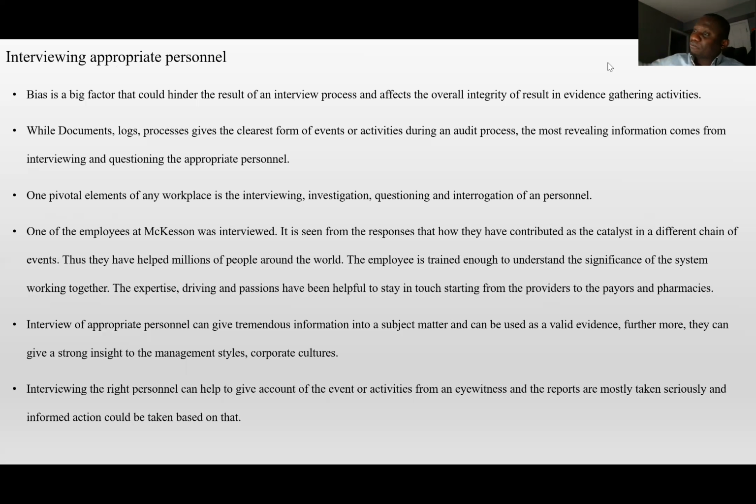So interviewing the appropriate personnel would actually lead to very good evidence, and that could give an insight for actions that we're going to take based on that. Because the personnel that is being interviewed will be responsible for every word, we take accountability for every report that it gives.